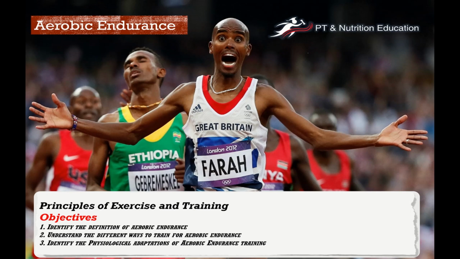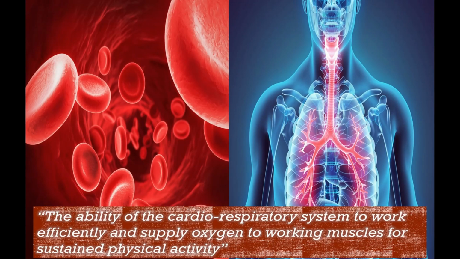So let's get underway. The first objective relates to the definition of aerobic endurance, and this is quite simply two systems within the body which are contributing in order to help sports performance. Those two systems are the cardiovascular system and the respiratory system, and together they are known as the cardiorespiratory system.